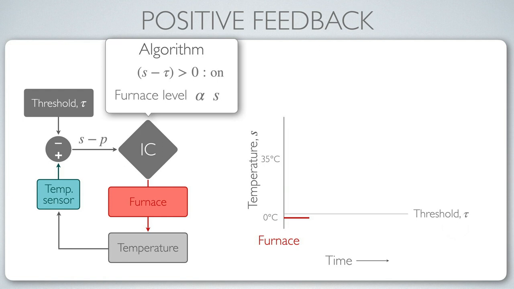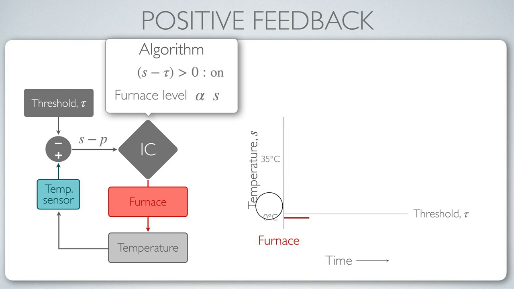Now, the algorithm is where things are really different. The algorithm says there's two rules. The first one says if the state variable exceeds the threshold, in other words, if the difference between s, the state variable, and tau, the threshold, is greater than 0, then activate our efferent pathway. Turn it on. In this case, we're going to turn on the furnace.